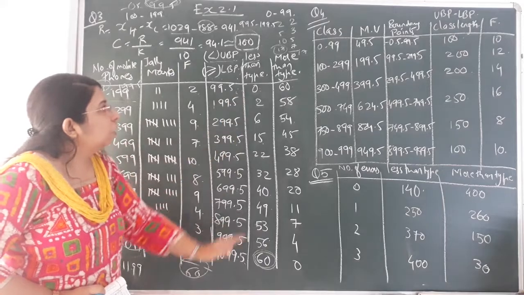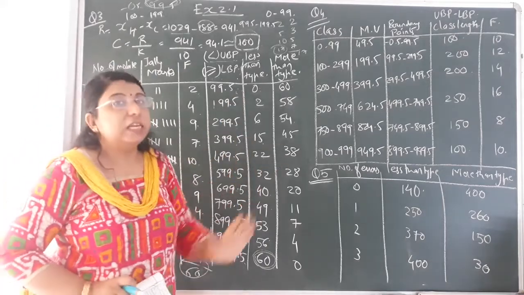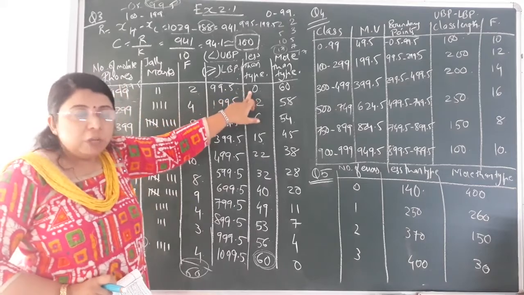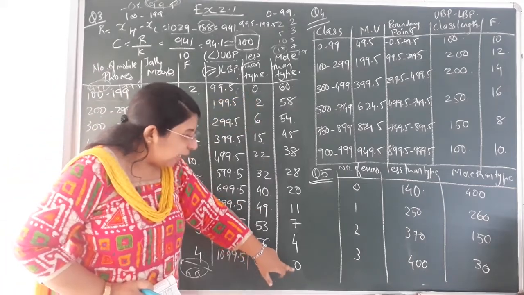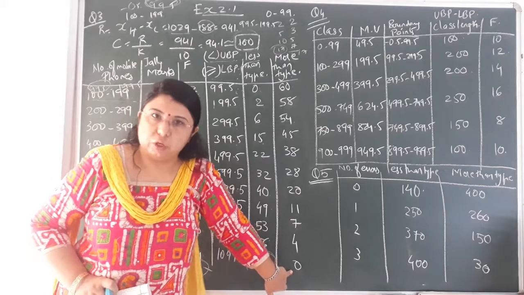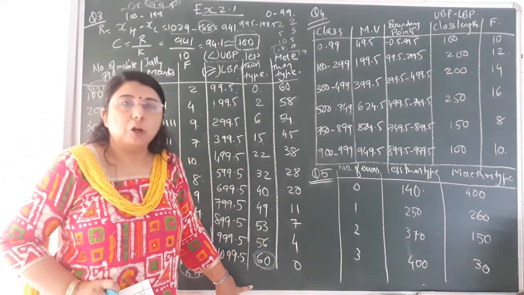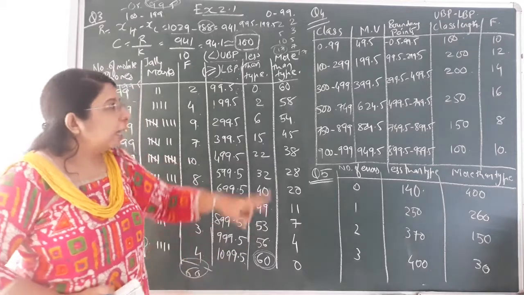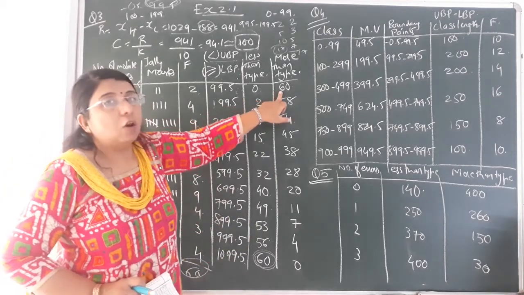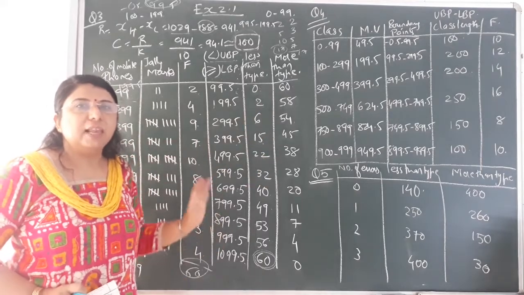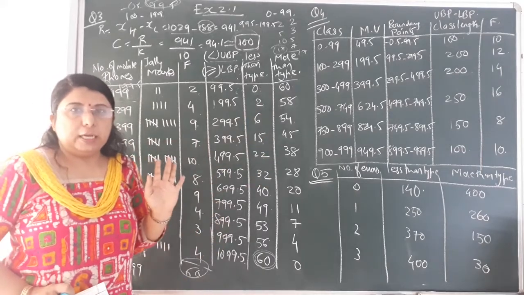It means it is totally the opposite situation to that of the less than type. Less than type always starts with 0, and more than type always has its last value come to 0. In less than type, the last value is equal to the total of frequency, and more than type always starts with the total of frequency. So you have to remember these things while finding the less than type and more than type.